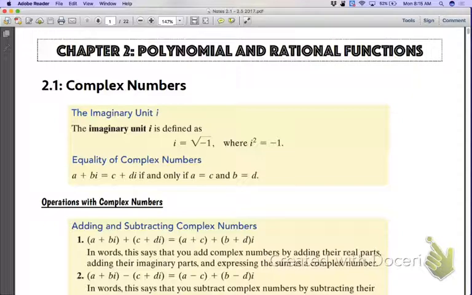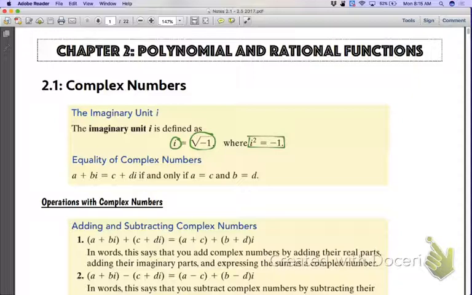Remember from Algebra 2 that whenever we had an imaginary unit, whenever we had the square root of -1, that was the same thing as just i. Whenever we had i squared, that took the square root away and we turned it into a real number. So i squared became a real number of -1.